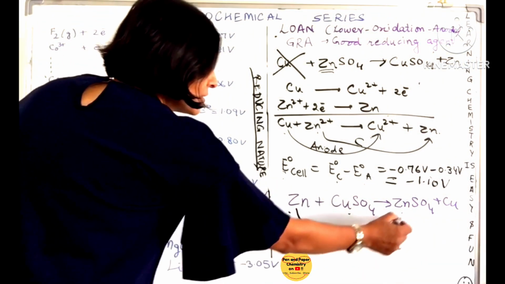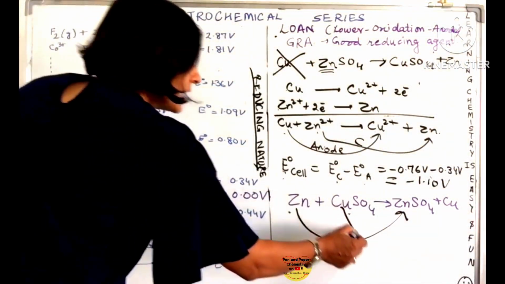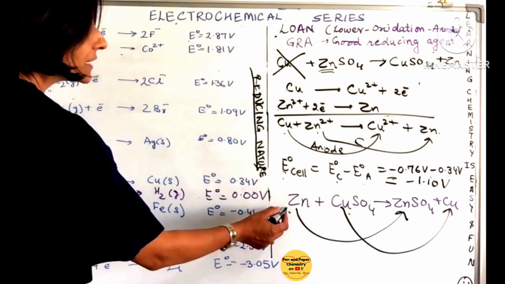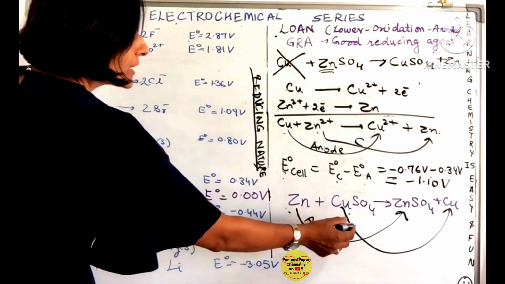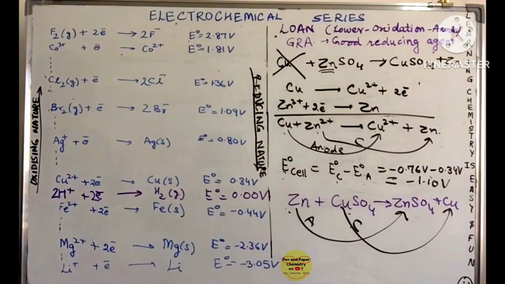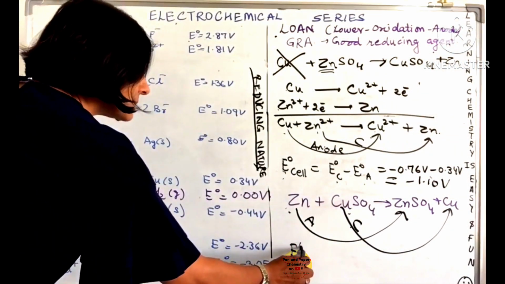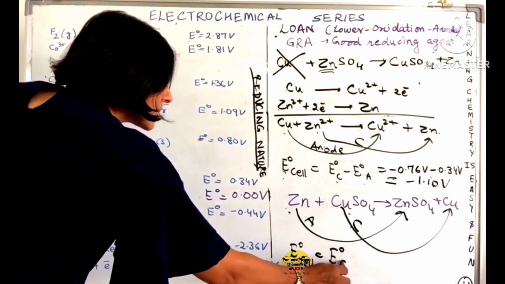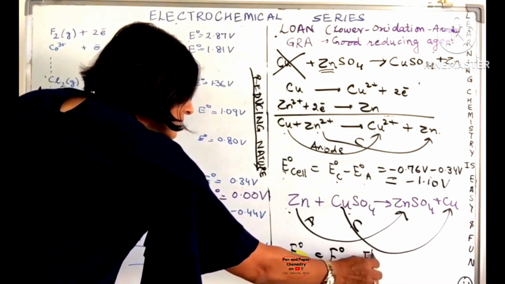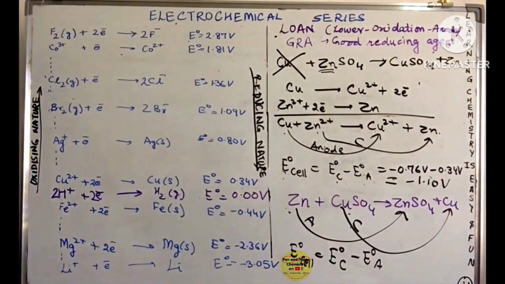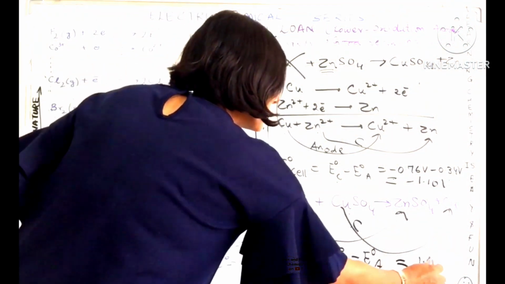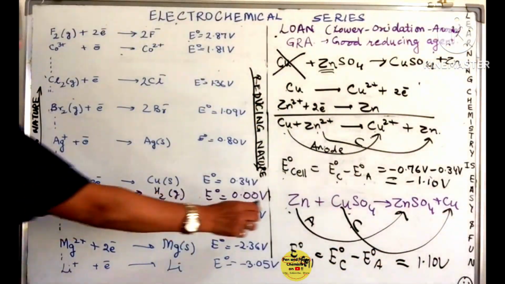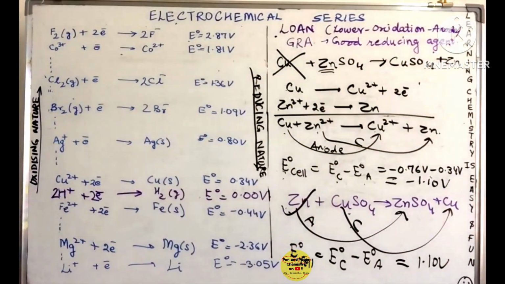So Zn changing to Zn2 positive and Cu2 positive changing to Cu. Here we have zinc behaving as the anode and copper behaving as the cathode. So E0 cell will be, yes, reduction potential of the cathode minus reduction potential of the anode, which gives us a value of 1.10 volt, which is positive. Yes, this reaction will take place.